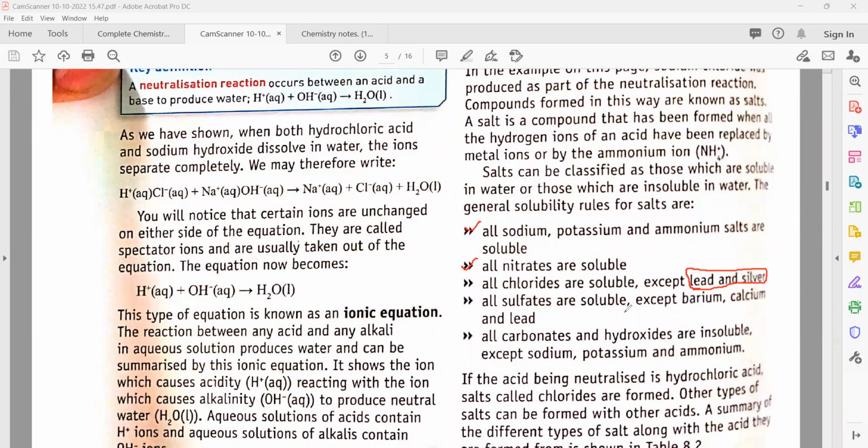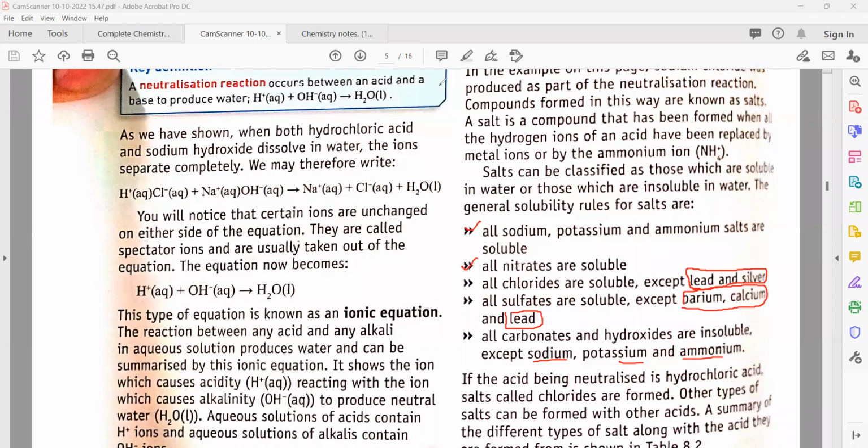All sulfates are soluble except barium and calcium, and again the third one is lead, Pb. All carbonates and hydroxides are insoluble. What does it mean? They do not disperse or dissociate in water, except sodium, potassium, and ammonium. You can say these are a couple of rules that you need to remember.